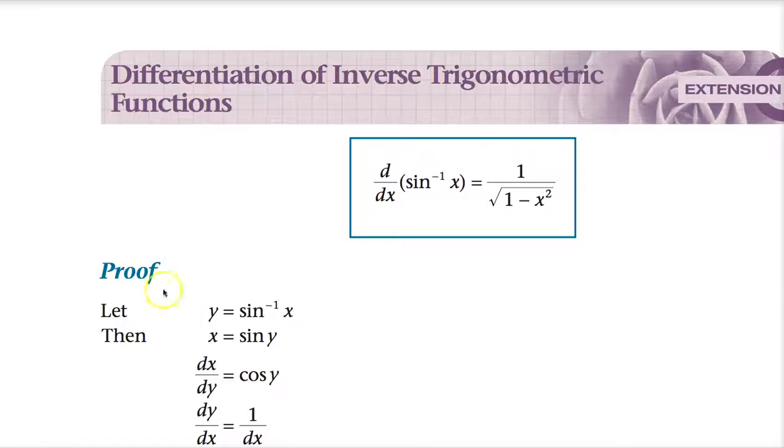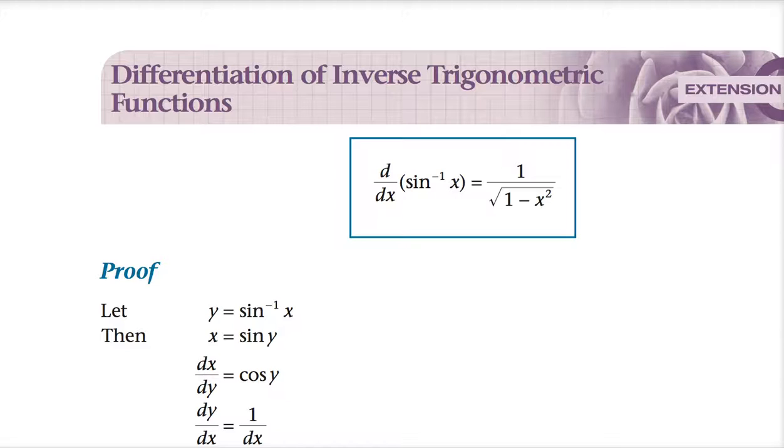Okay, we're looking at differentiation of inverse trig functions. Before we start, this is saying if you differentiate the inverse sine function of x, you get 1 over the square root of 1 minus x squared. So just have a look at that.